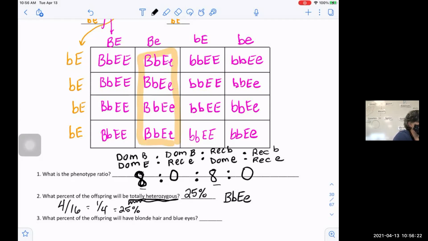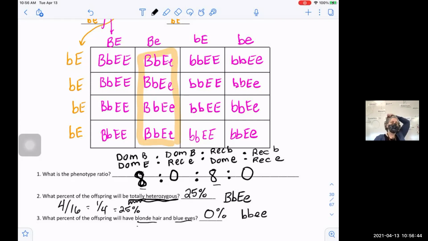All right, what percent of the offspring are going to have blonde hair and blue eyes? 0%. So remember, blonde hair would mean the baby would have to be little b, and little e. And there are no babies that have that genotype.